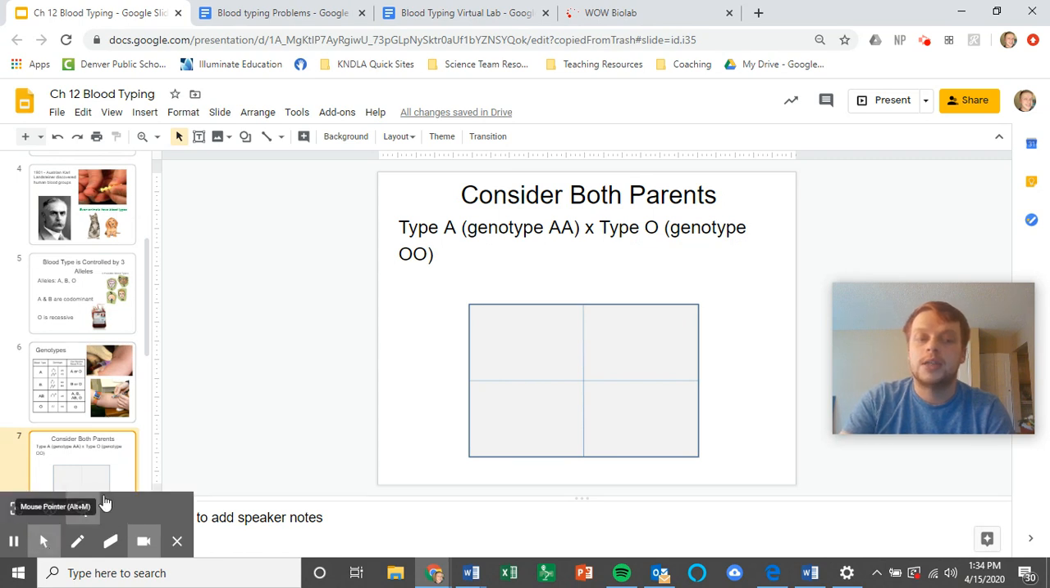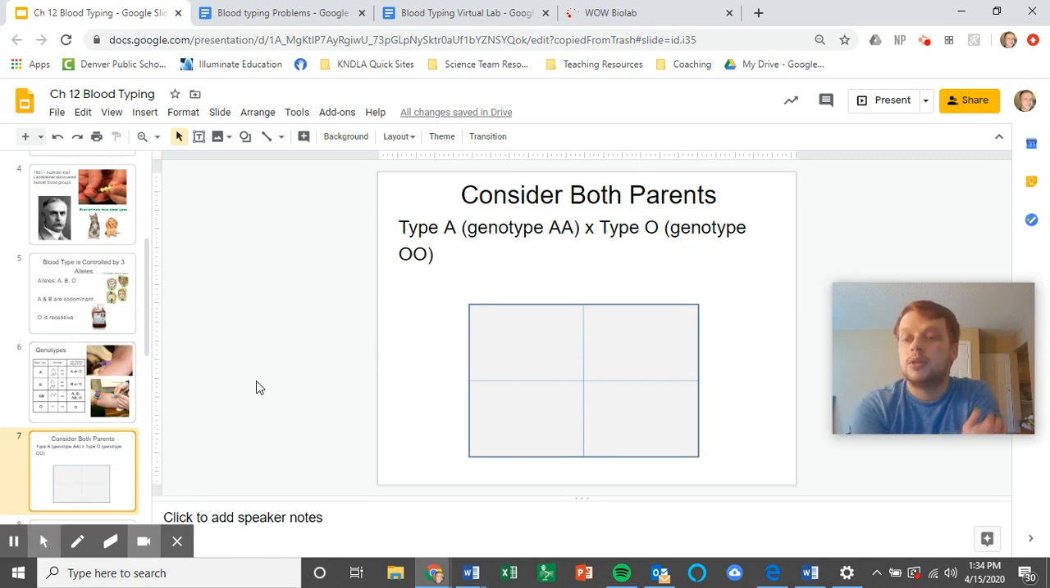Before we get into antigens, I do want us to practice how to do a Punnett Square. We did this in general bio. If you took AP, we did this as well. So everyone's familiar with the process, but I want us to get back into the swing of things.